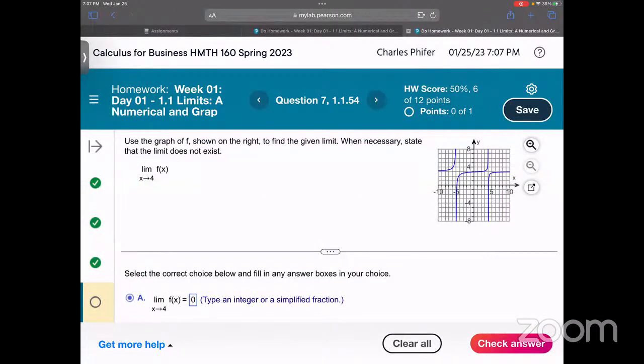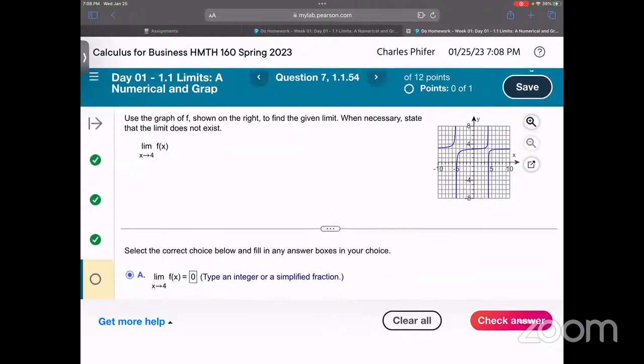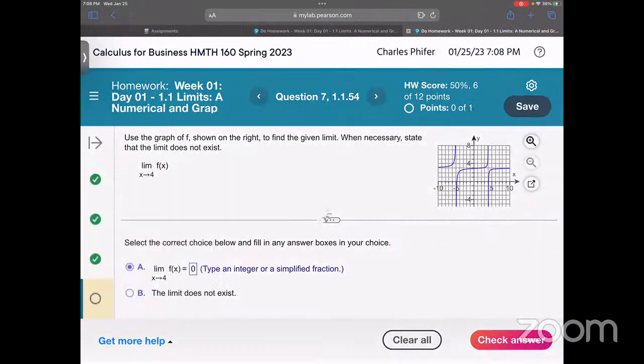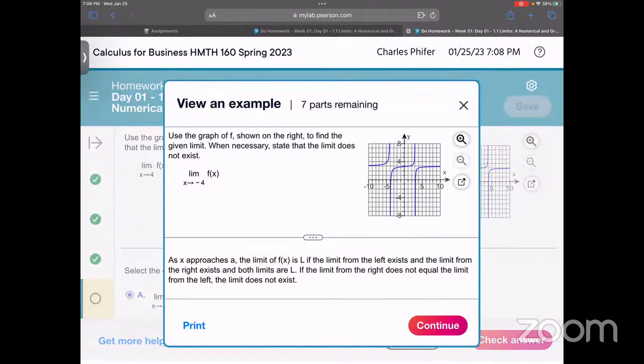Use the graph to find the limit. Is it vertical? 4. What am I missing here? Is it not 0? You know what? It's not 0. It's a perfect fraction. Do we need to calculate this one? Let me do the viewing example and see what they say there. It might be some more to it. So this one, as x approaches -4.